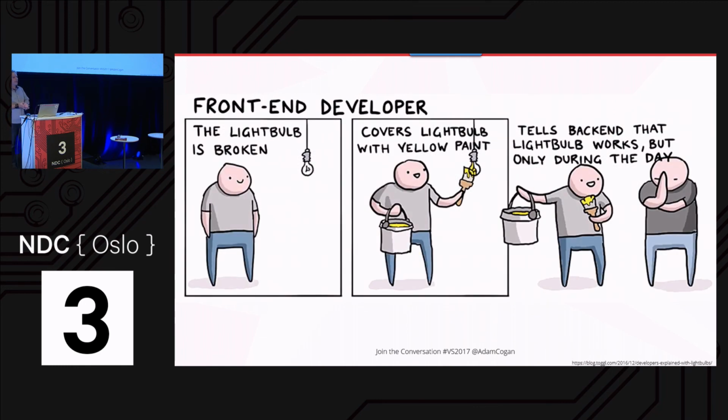So let's walk through this. You've got front-end developers. They notice a light bulb broken. They cover the light bulb with yellow paint, and they tell the back-end that the light bulb is now working, just during the day.